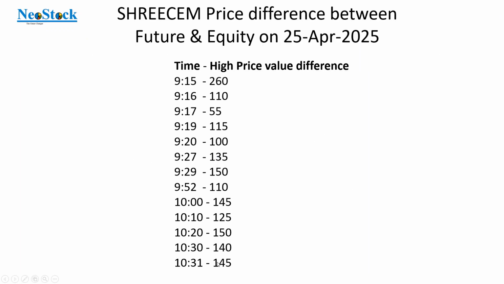See at 10:31, what is the price difference? 145 rupees. When you took the trade in the morning at 9:27, there was a 135 rupees difference between your futures price and equity price. At the time of exit at 10:31, it is 145 rupees difference. So between 135 and 145, what is the difference? Only 10 rupees. A 10 rupees increase in the premium value because of the volatility conditions in the market. That is within the 30% limit only, right?